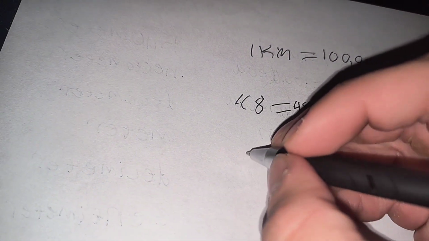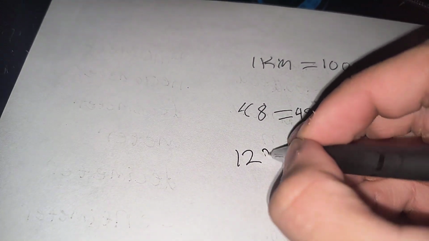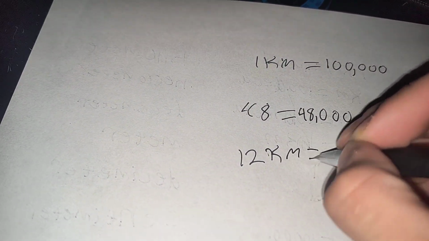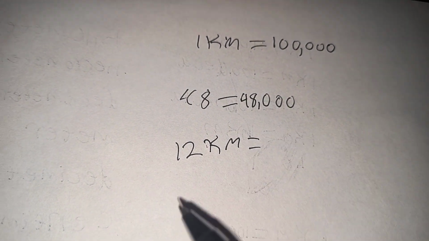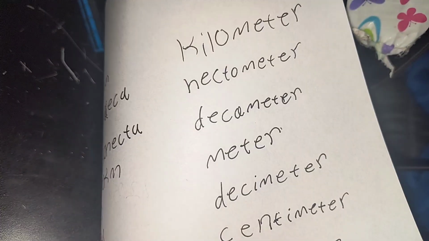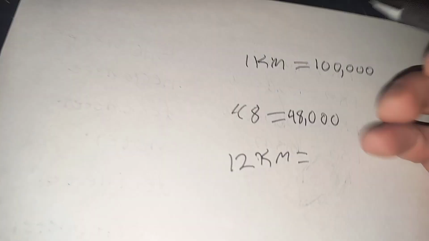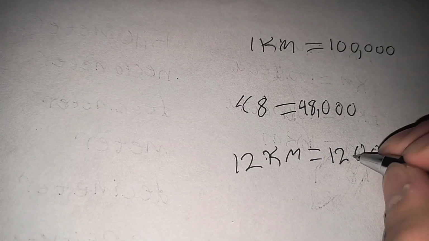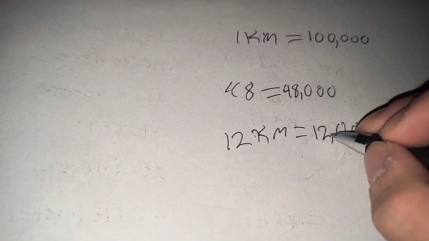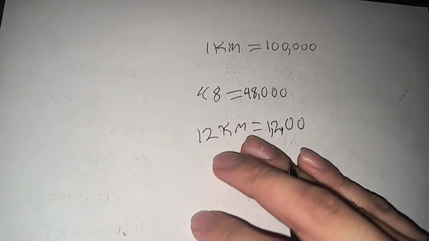And then if I wanted to figure out how many decameters is 12 kilometers? Well, I got to look at my chart. Decameters is 1, 2 down from kilometers. So I put down my 12 and then go 1, 2. Oh wait, I don't put the thing there. I put it right there, and I have 1,200 decameters.